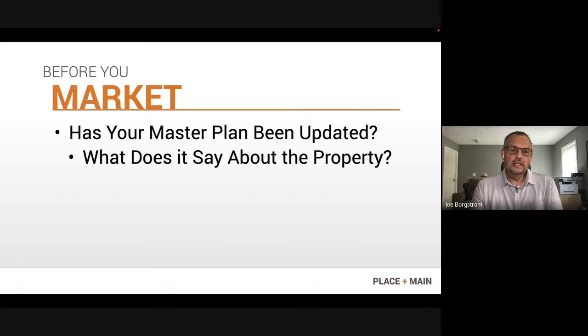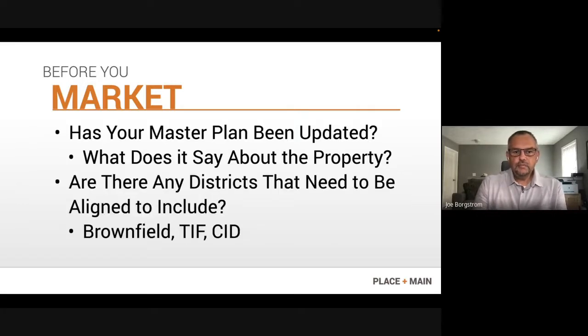It's important that, as the very base step in your planning, the property is identified as part of an area, if not on its own, in your master plan and identified for redevelopment or reuse. The next step is making sure that any districts that need to be aligned to include the property are in place. This could be brownfield, tax increment financing, or community improvement districts, any of these districts that can be made in advance that may be able to help the project. Again, you want to get this stuff in sync before a project actually comes to the table. It helps shorten the development timeline, and it helps make the process go smoother.